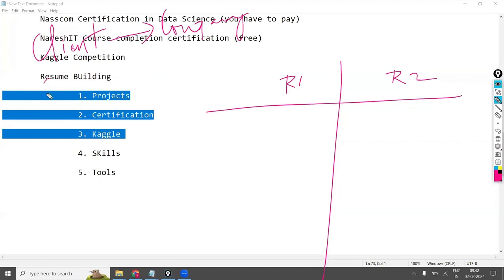For example, assume the client is cars24.com. What is cars24.com? It is where you have used cars. They sell used cars and buy used cars. Now you have to predict the used car price. You are not going to predict the new car price, that is the ex-showroom price, which is fixed. You can't do anything on that. Used car price depends on multiple parameters: how old the car is, the condition of the car, how many kilometers it has driven, whether insurance is there, and whether it is accidental or non-accidental. It depends on multiple parameters, and we have to predict that.